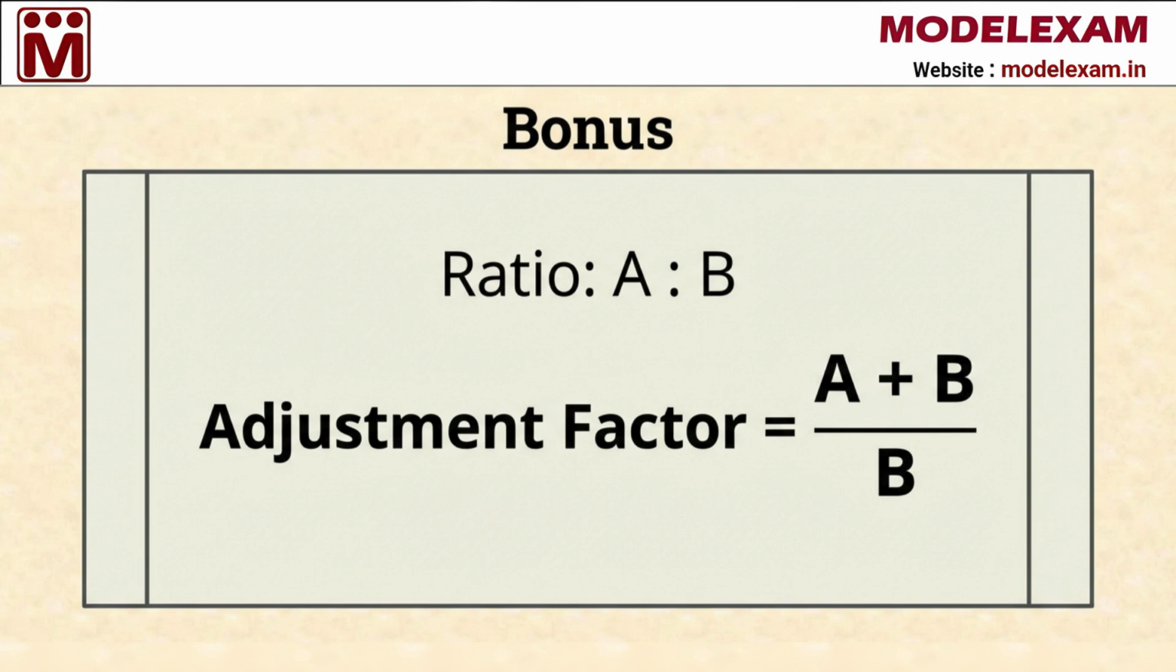If a company announces a bonus in a ratio of A is to B, the adjustment factor is calculated by taking A plus B and then dividing that sum by B. This simple math ensures that even though the number of shares changes, the total value you hold stays the same.